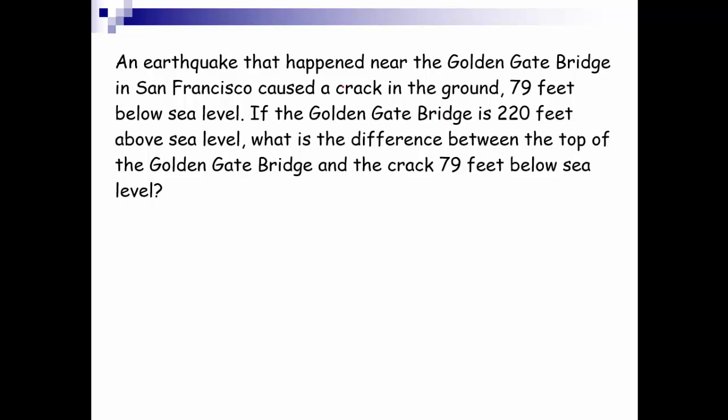Okay, first of all, I'm going to take a look. Right here, this is 79 feet below sea level. So if this is sea level, that would be like 0 on a number line. So if I'm looking here and I say, okay, that's sea level right there. If I'm 79 feet below sea level, that's way down here at a negative 79. That's 79 feet below sea level.